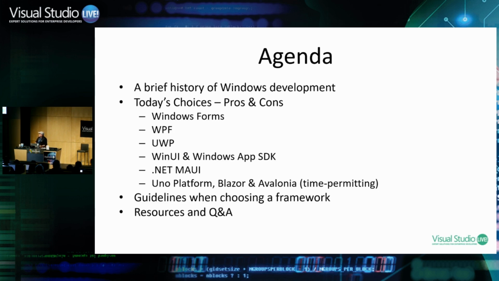We'll look at .NET MAUI, although that's not just a Windows native solution. You can build Windows apps with that. And then we'll take a look at Uno platform, Avalonia, and Blazor hybrid apps. At the end there, we'll get some guidelines for how you can choose the best one, and we'll have some links, some resources, and some Q&A.